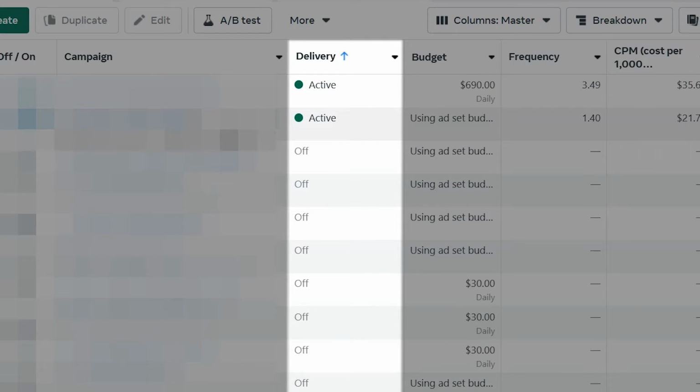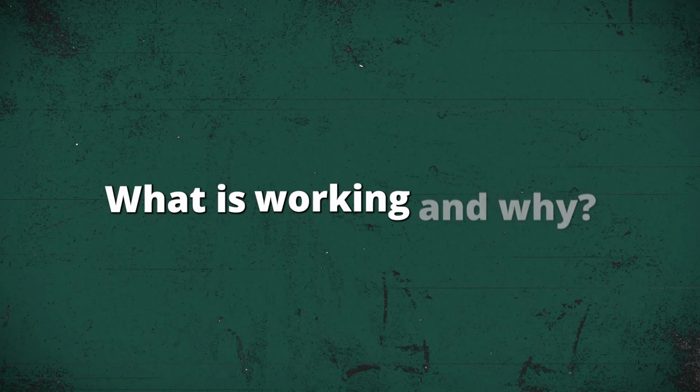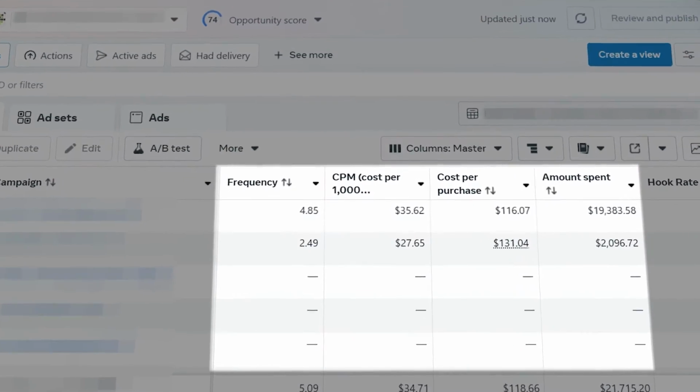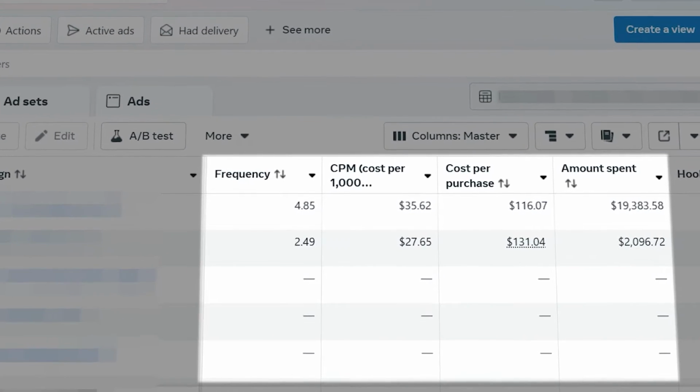Start where the money is and you'll make the most impact. Step 2, look at the delivery column to make sure ads are running. After that, your goal when opening up Facebook ads is to ask yourself, what is working and why? That's the only question that matters to help you scale. So let's go metric by metric. The first 4 metrics of our column set explain what's working better than anything else. The 4 metrics and others explain why they're working.